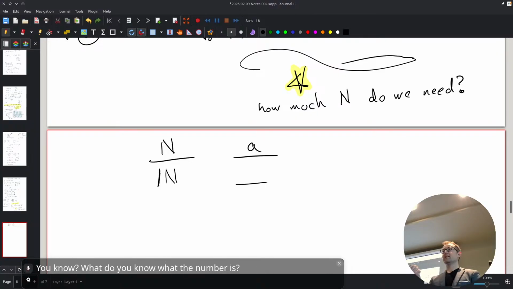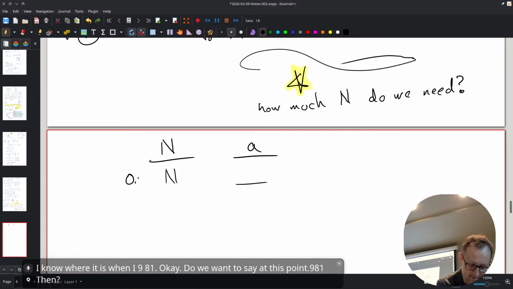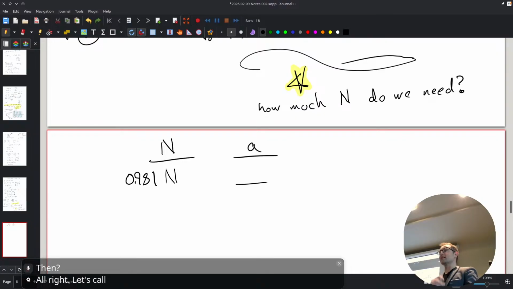Well, I know what it is when normal force goes 0.981. 0.981? Okay. Do we want to say it's 0.981 then? Yeah. All right. Let's call it that. 0.981. Acceleration 0. So acceleration is 0. Is that good? What's our distance to stopping if our acceleration is 0? Never? Why never?